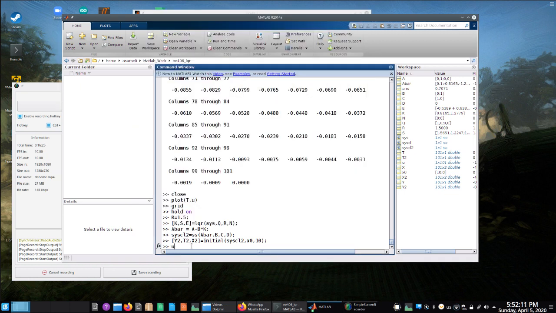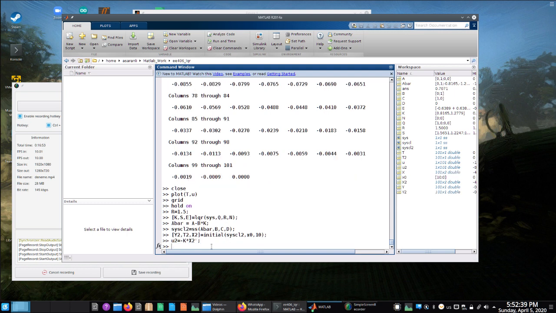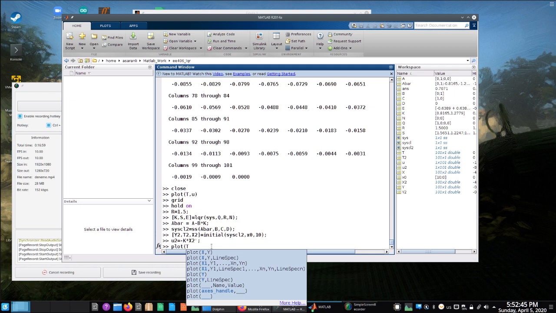Okay, let me calculate U2. We had calculated U as, so U2 will be equal to, we haven't changed K, so we need X2 here. Okay, so K is recalculated here. We have the second state vector. So this is our U2, and I want to plot this versus time. Okay, T2, in fact, which is the same as T1.